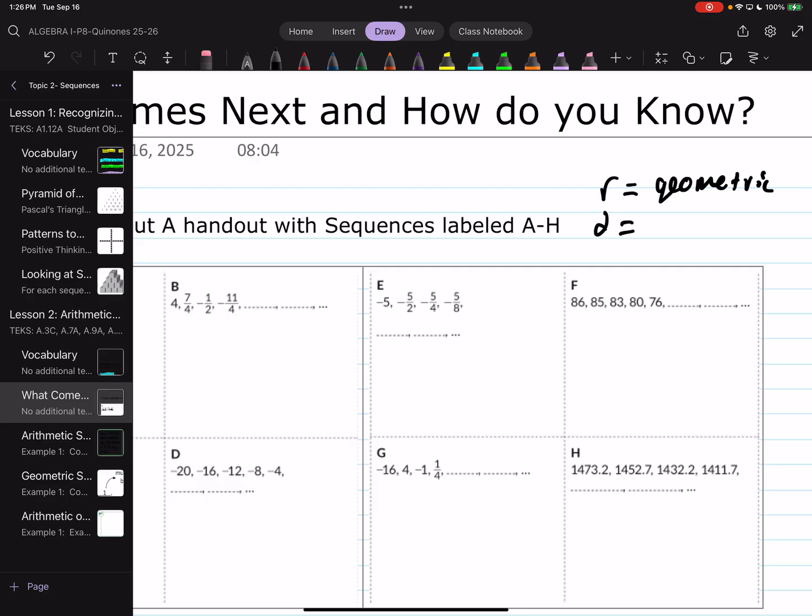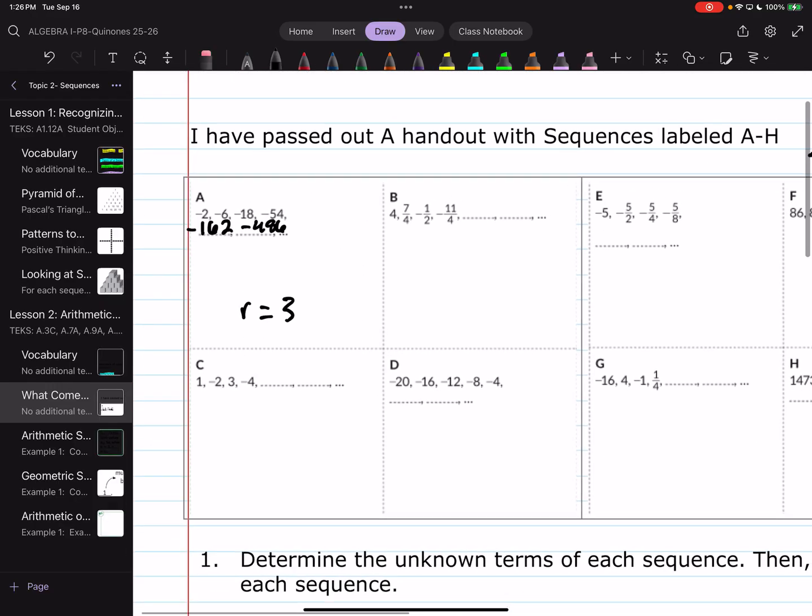The D represents difference in what type of sequence? Arithmetic, whatever you want to call it. But just know that this is where it belongs. You have to know the distinction. Difference meaning you are adding some type of number to get to the next number in the sequence. Okay? So let's talk about this one.